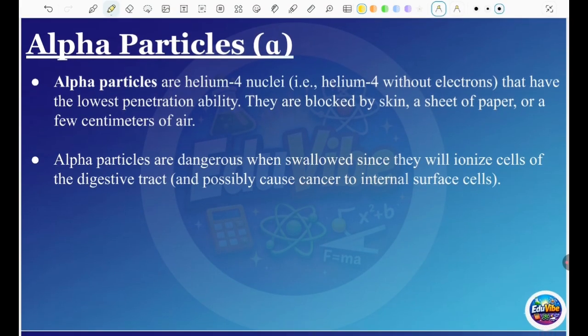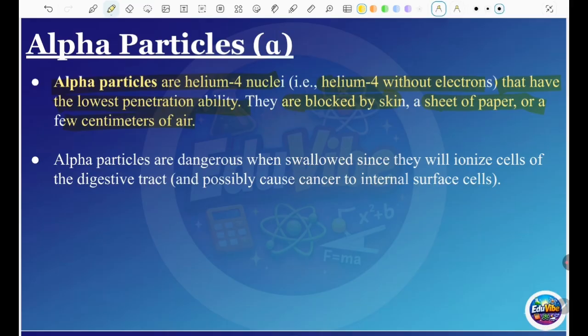Alpha particles are helium-4 nuclei. So helium-4 without the electrons. They don't have the electrons, they have only the nuclei. Alpha particles have the lowest penetration ability. They are blocked by the skin, a sheet of paper, or a few centimeters of air.